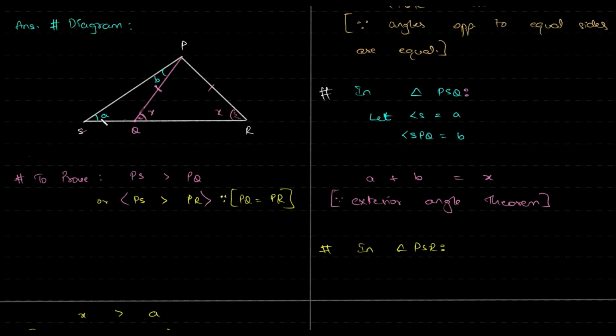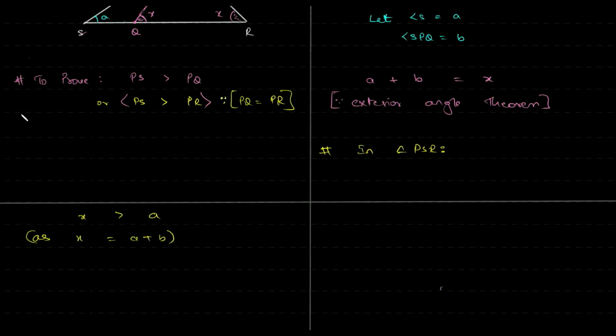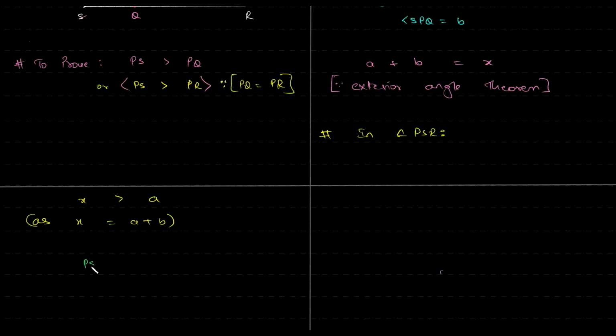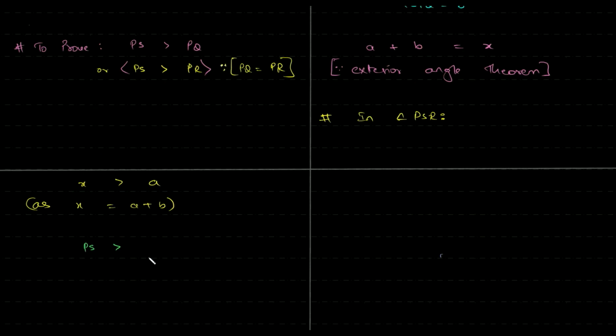Since X is greater than A, what can you tell about the sides? Just think about the sides, don't think about this side. Just think about this triangle. This is your X, this is your A. Clearly, since X is greater than A, the side opposite to X is this line, and the side opposite to A is this line. And so we have PS being greater than PR. Agree?